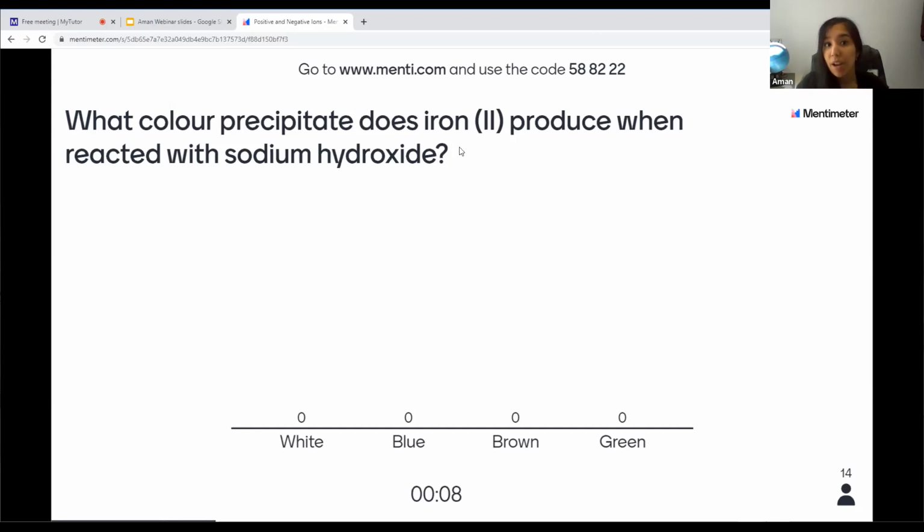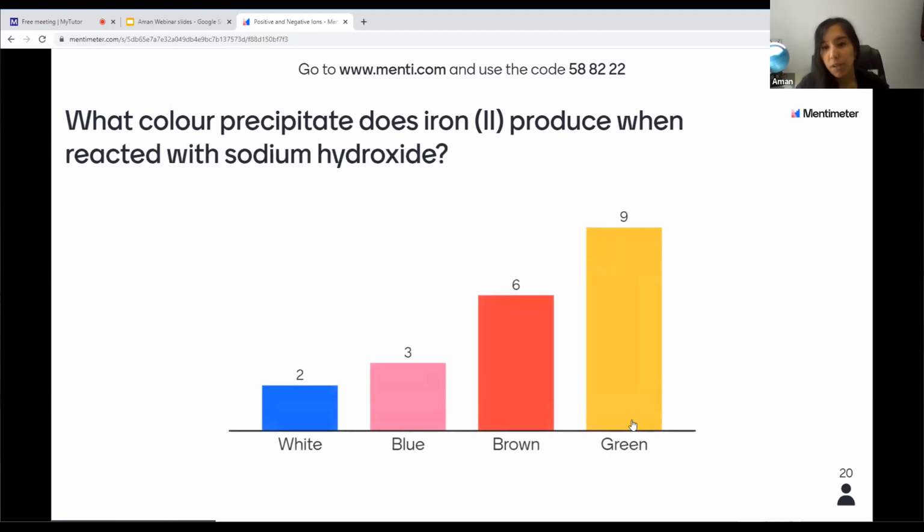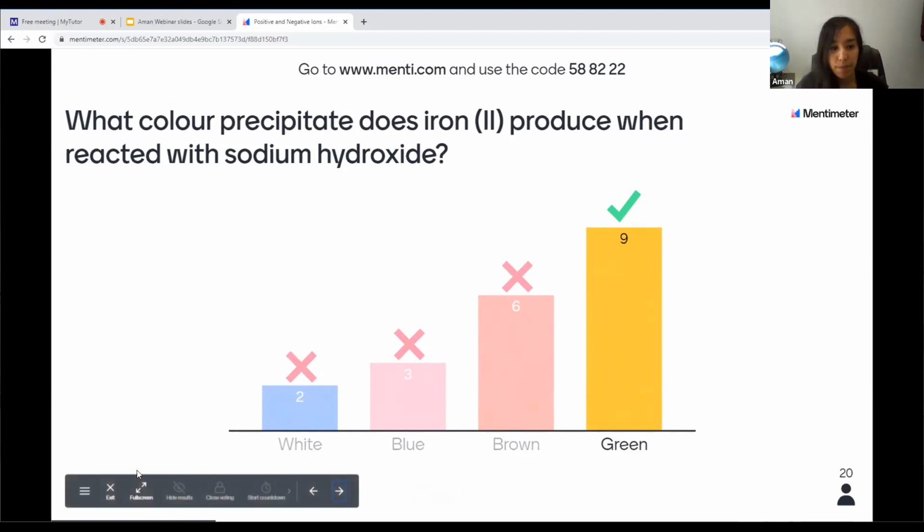So hopefully you remember when we react with sodium hydroxide, we will either produce a white precipitate, a blue precipitate, brown, or green. So the answer for iron 2 is green. So well done to the 9 people that put green. So white precipitate will tend to be aluminium, magnesium, calcium, and zinc. Blue will be your copper 2 ions. Brown is your iron 3 ions, and iron 2, so that's why you got the 2 here, is green. So well done, everyone.